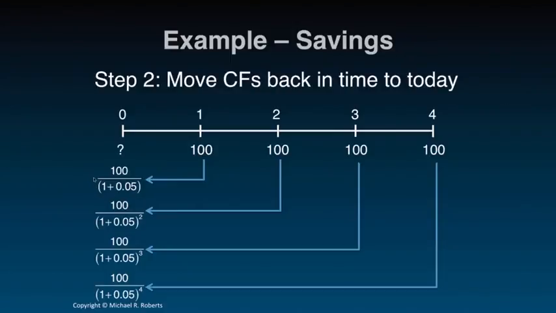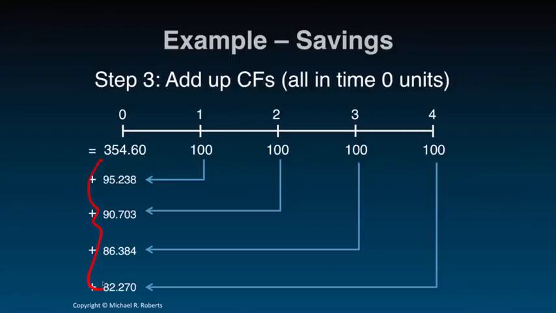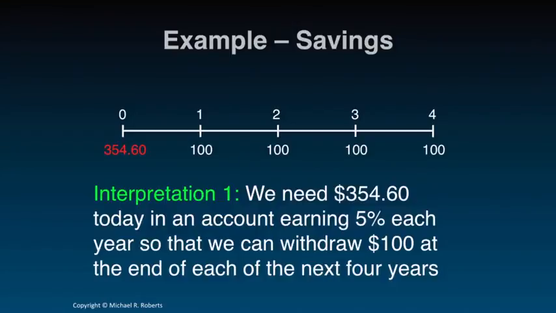What we need to do is move them back in time to today by discounting. And since we've assumed a 5% discount rate or a 5% rate of return on our investment, that's our r. And you'll notice I'm dividing each one by the discount factor raised to the appropriate power. We can do a little arithmetic, and now I can add all of these numbers. They're all in the same time units to answer the question. We're going to need $354.60. More precisely, we need $354.60 today in an account earning 5% each year so that we can withdraw $100 at the end of each of the next 4 years.